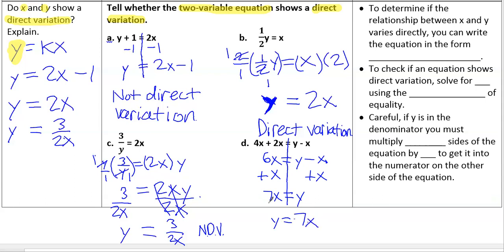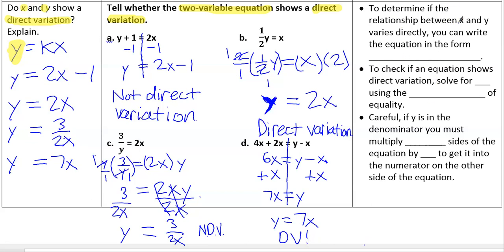Is this in y equals kx form? Y equals 7x. Yep, y is y, equals is equals, k is 7, which is the slope, and x is x. So this is direct variation. I'll put a little exclamation point because we're so excited.